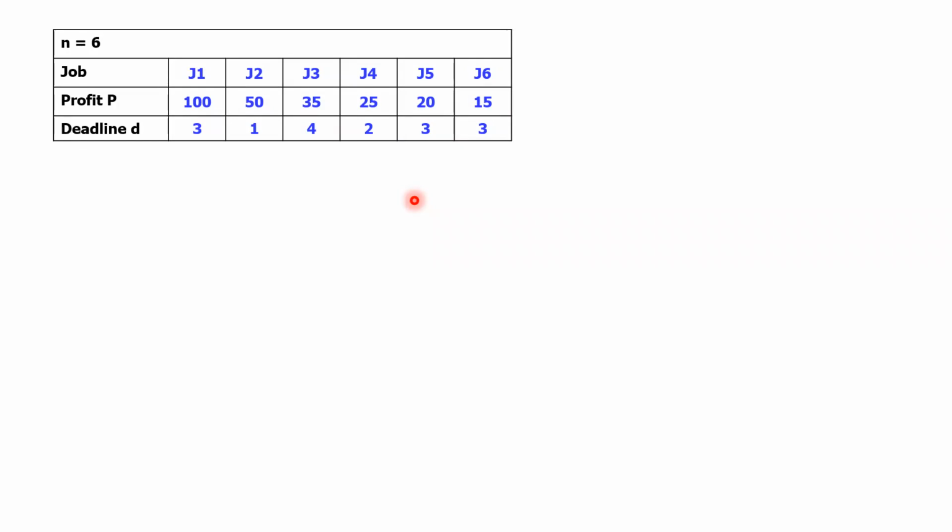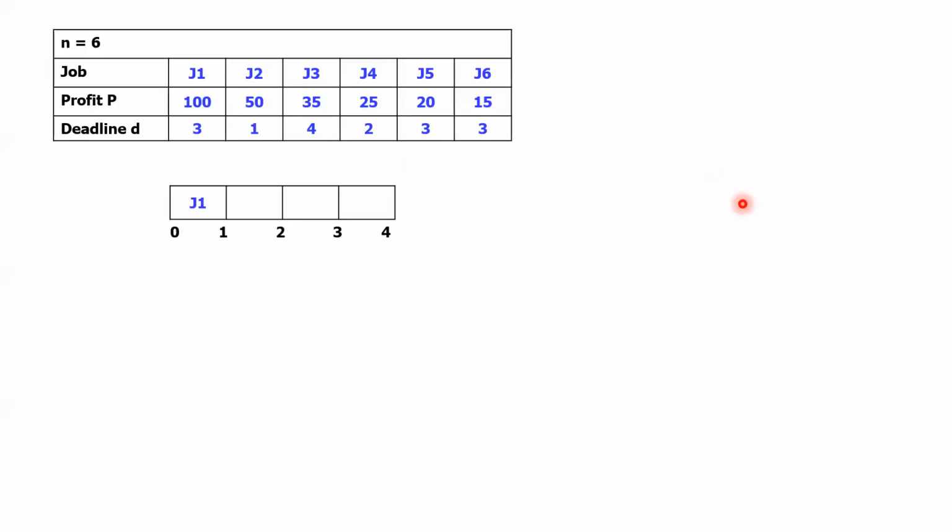Now, to decide how many jobs I can complete within their deadlines, I have to find out the maximum deadline value. You can see here the deadlines are 3, 1, 4, 2, 3, and 3. The maximum value of the deadline is 4. That means I can complete any 4 jobs out of 6 jobs. Now, which 4 jobs will I have to complete and what will be the order? Let us try to decide.